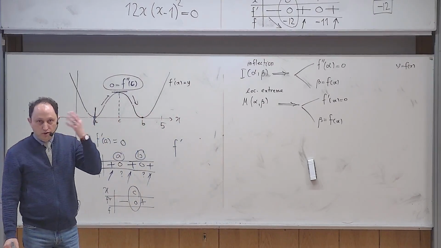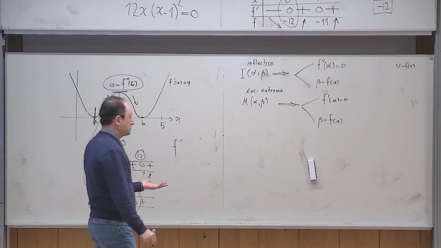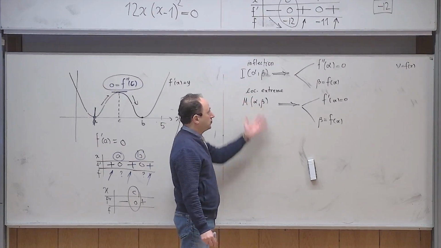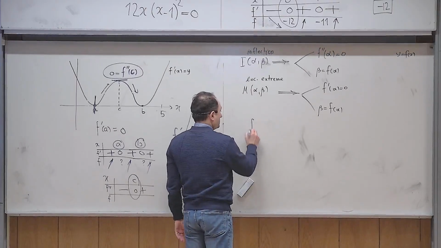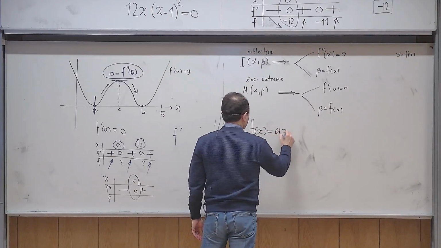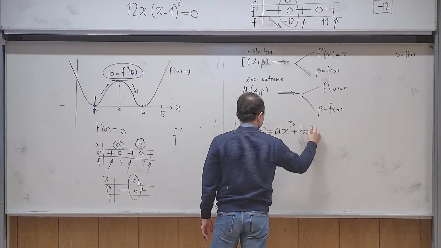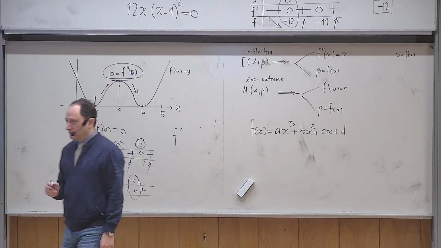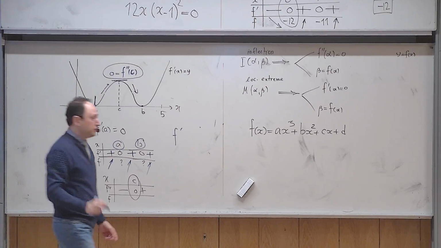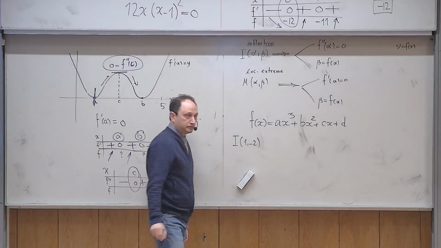Either you have to visualize every time, which will take time, or you have to practice. And then I don't know why you didn't use this, because this is very simple. What is the function now? f of x is ax cubed plus bx squared plus cx plus d. Okay, and then what is the point? The inflection point is (1, -2).